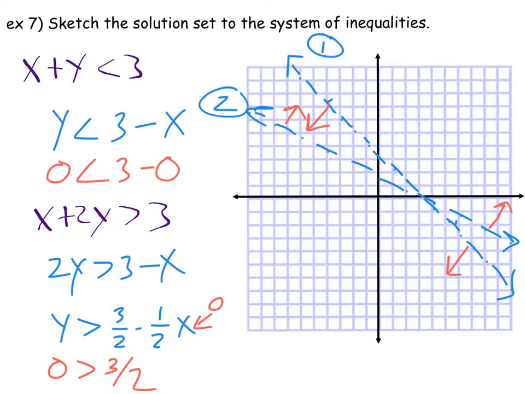And I would shade above, and then I would see that right here, that's where you'd find all my solutions. Now notice those lines would keep going, so this region of solutions is what we would call unbounded.